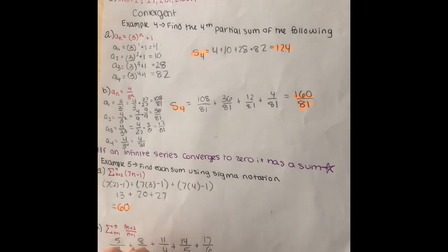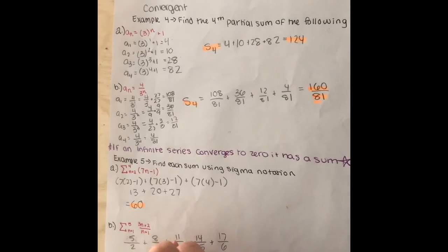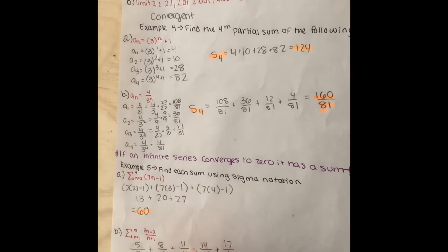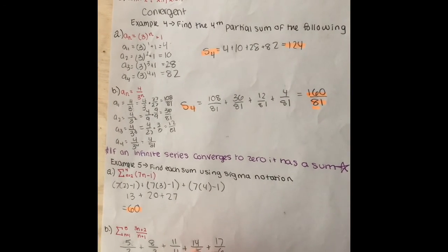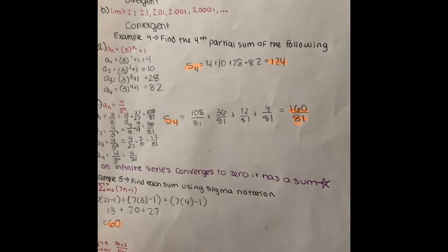813 over 60. And then once you simplify that, you get 271 over 20, or you could even do 13.55.